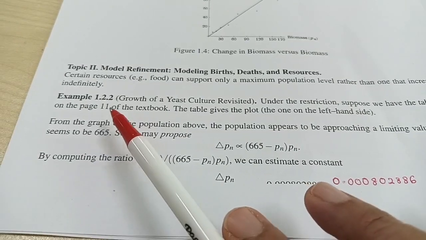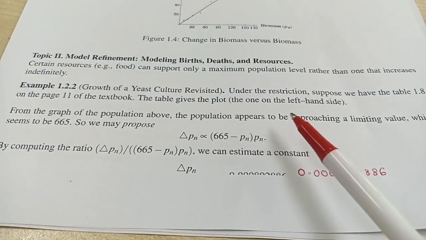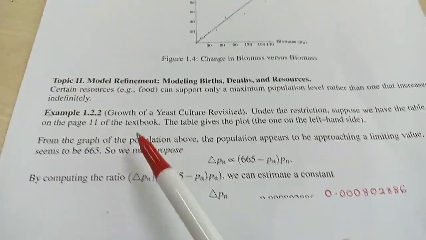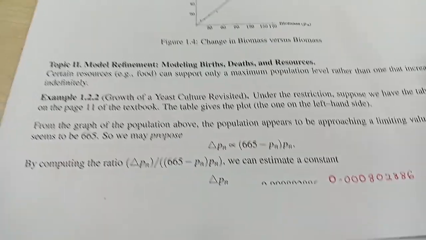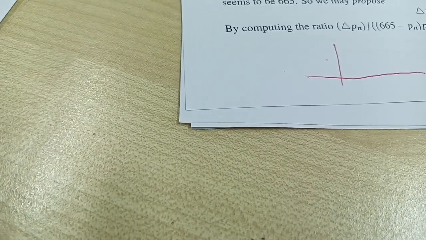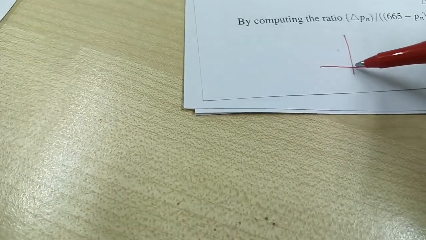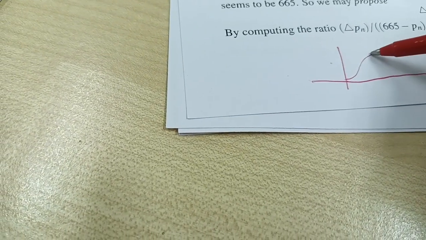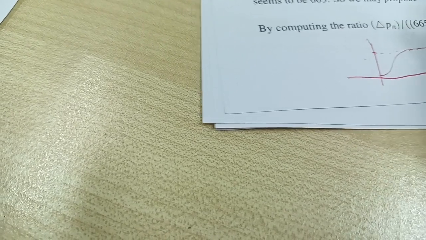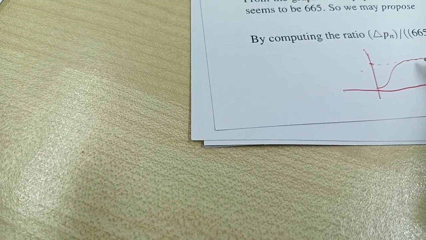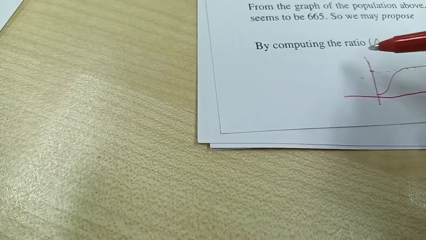Okay, in example 1.2.2, under the restriction, suppose that we have a table given in the textbook. The one I will show in the textbook, but I do not have it here. But I can show you that in the textbook that we have a plot of yeast biomass growth. It is given by this model where the value is close to a constant value, which is given by 665.